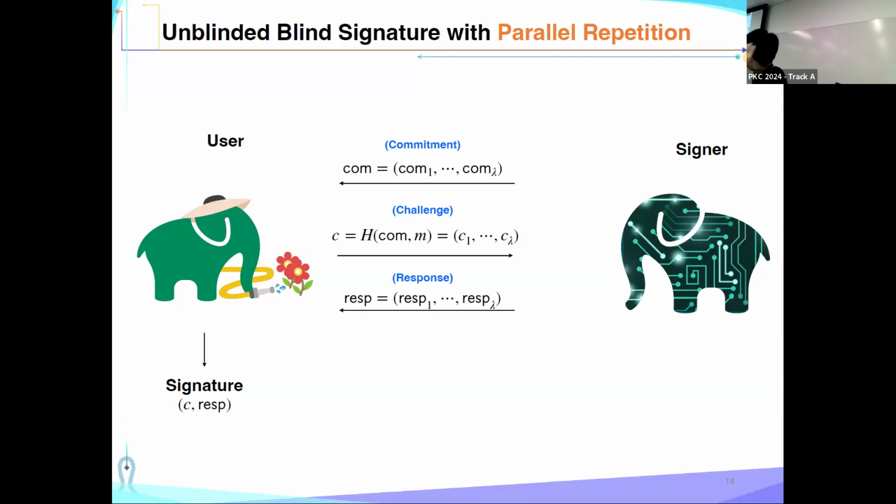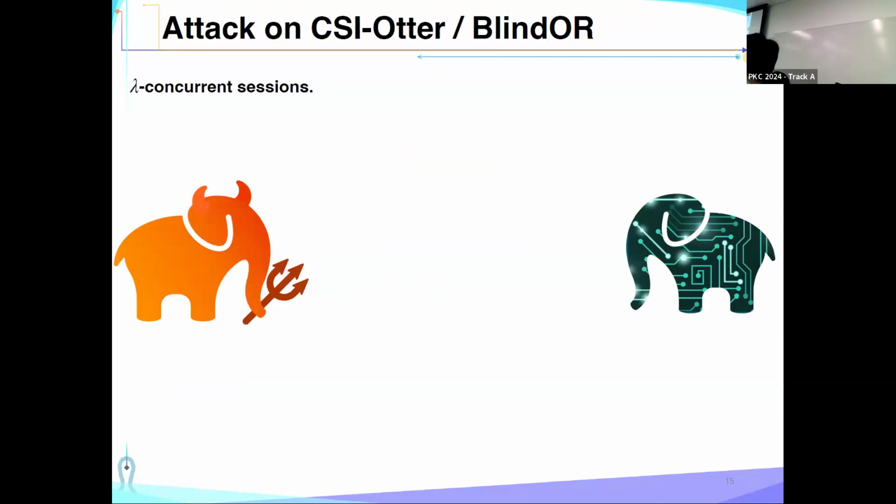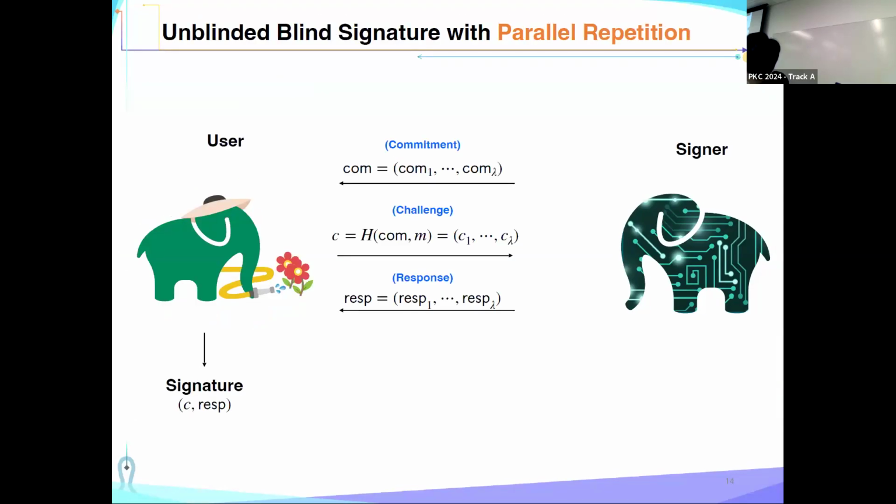I wasn't sure, but I was thinking of looking at threshold signatures, because I'm not so familiar with threshold signatures, but I know this kind of ROS problem is tightly related to blind signatures and multi-signatures. So I wasn't sure whether this can apply to threshold signatures.